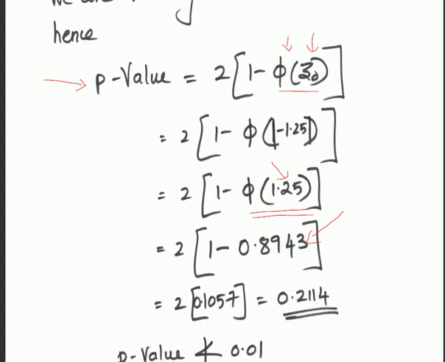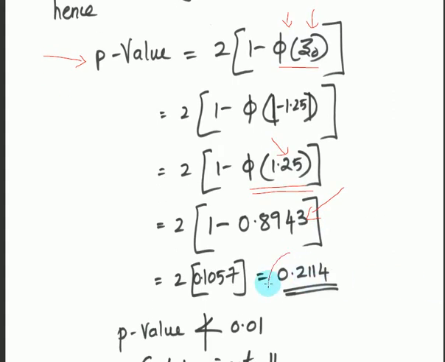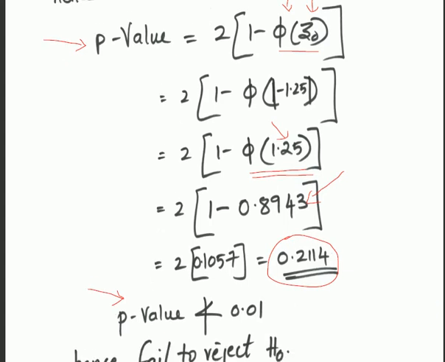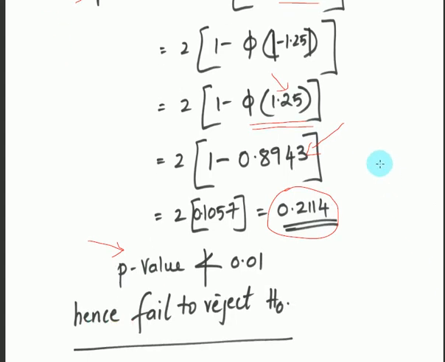And when you simplify, you will end up with 0.2114. Clearly, this p-value is not less than 0.01. So we know that there is a very high risk of making a wrong decision by rejecting the H naught. So in this case, we fail to reject the H naught. Clearly, the p-value approach here and the fixed significance level testing have yielded, and they need to yield, the same conclusion.